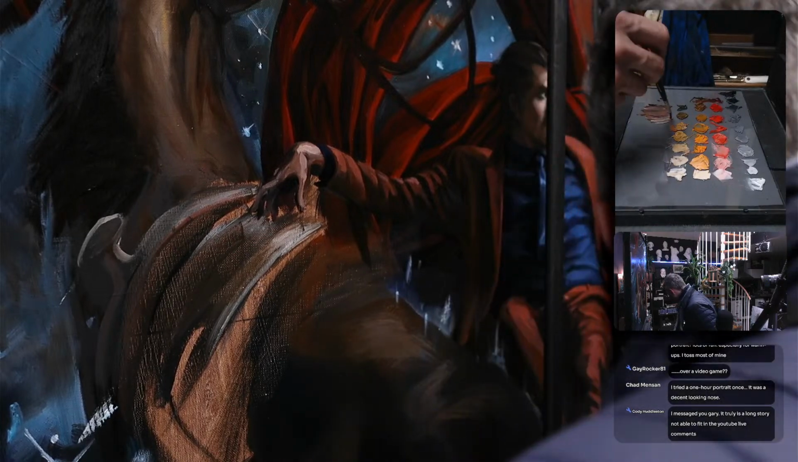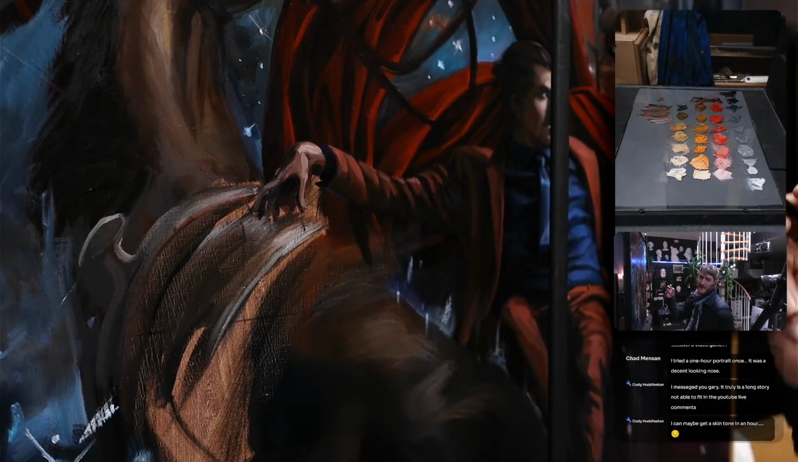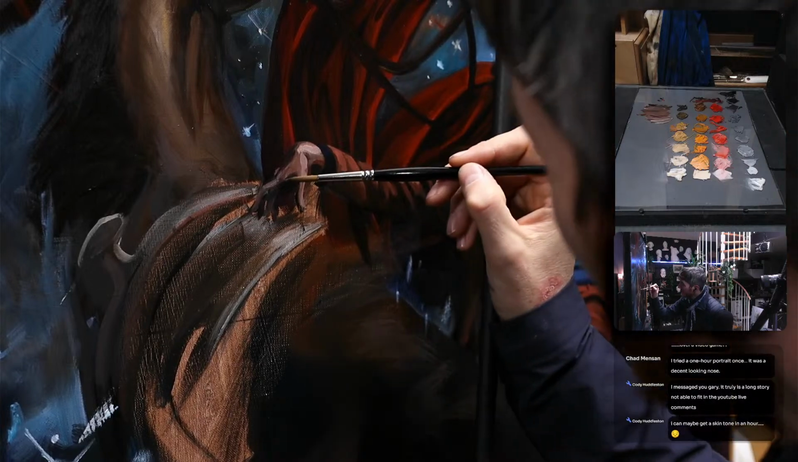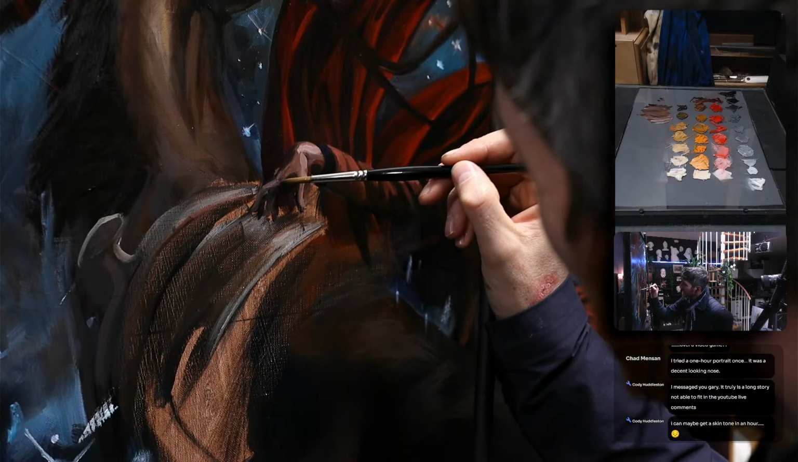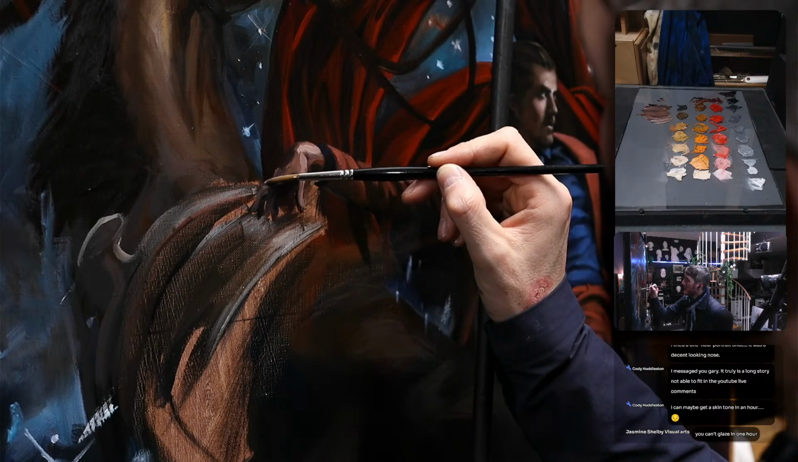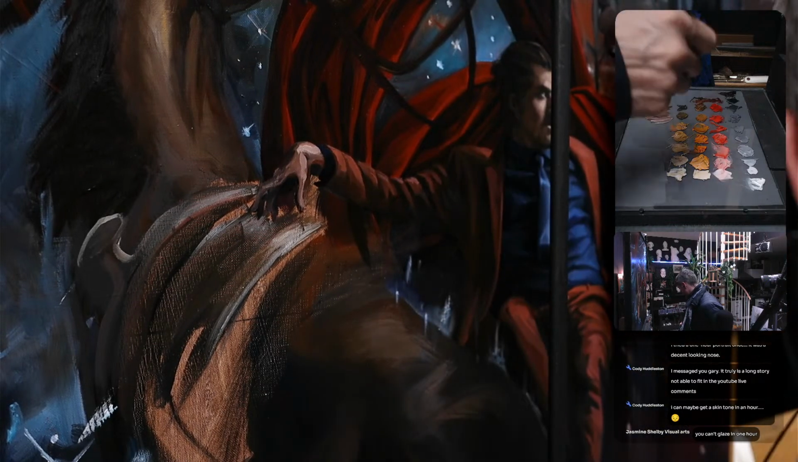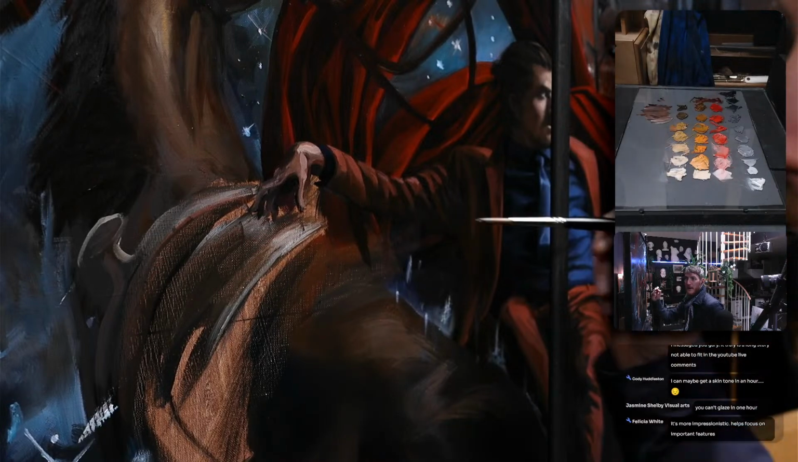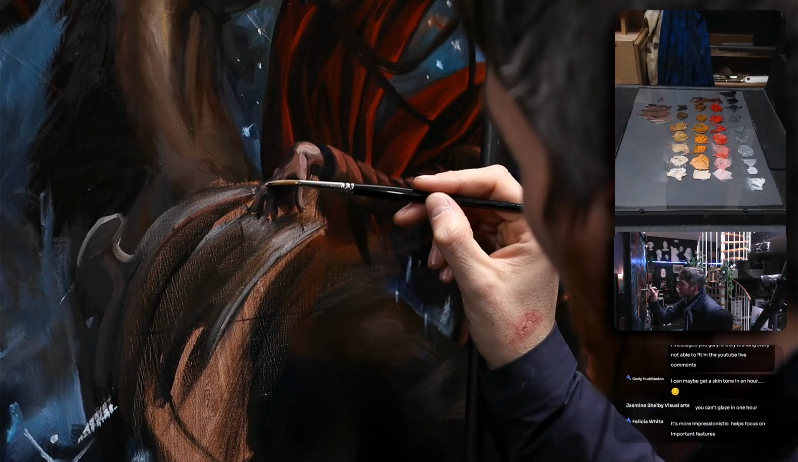Okay, I think I'm gonna stop this on this failure. I'm gonna erase most of this hand and start again tomorrow with an actual palette.